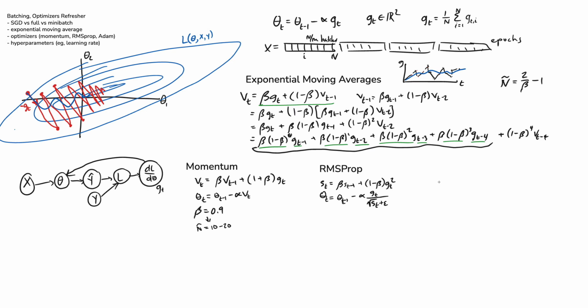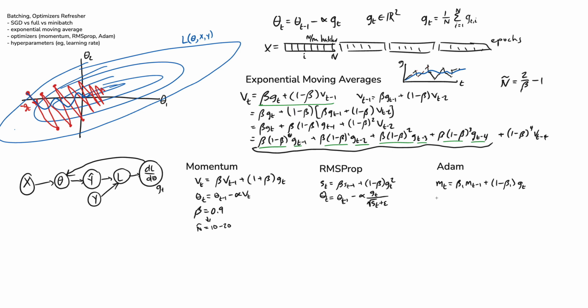Okay, and then the last one we're going to talk about is the Adam optimizer. The Adam optimizer is just a combination of momentum and RMSprop. So just to write it out, we're going to keep track of a couple different moving averages: m_t = beta 1 times m_{t-1} plus 1 minus beta 1 times g_t. This is your moving average of the gradient.